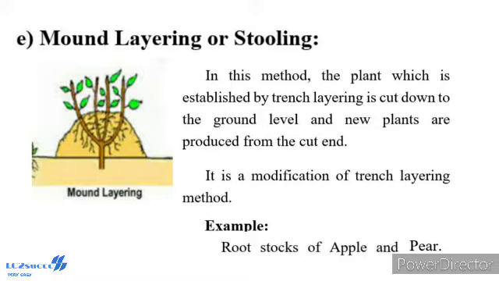The aerial shoot is cut off at a distance of about 5 to 10 cm above the ground level. New young shoots develop from the cut end. Soil is added at intervals until the new shoots are covered halfway. Watering must be done regularly. Rooting takes place at the base of the covered shoots. The new plants are severed from the parent plant and transplanted. Example, rootstocks of apple and pear.